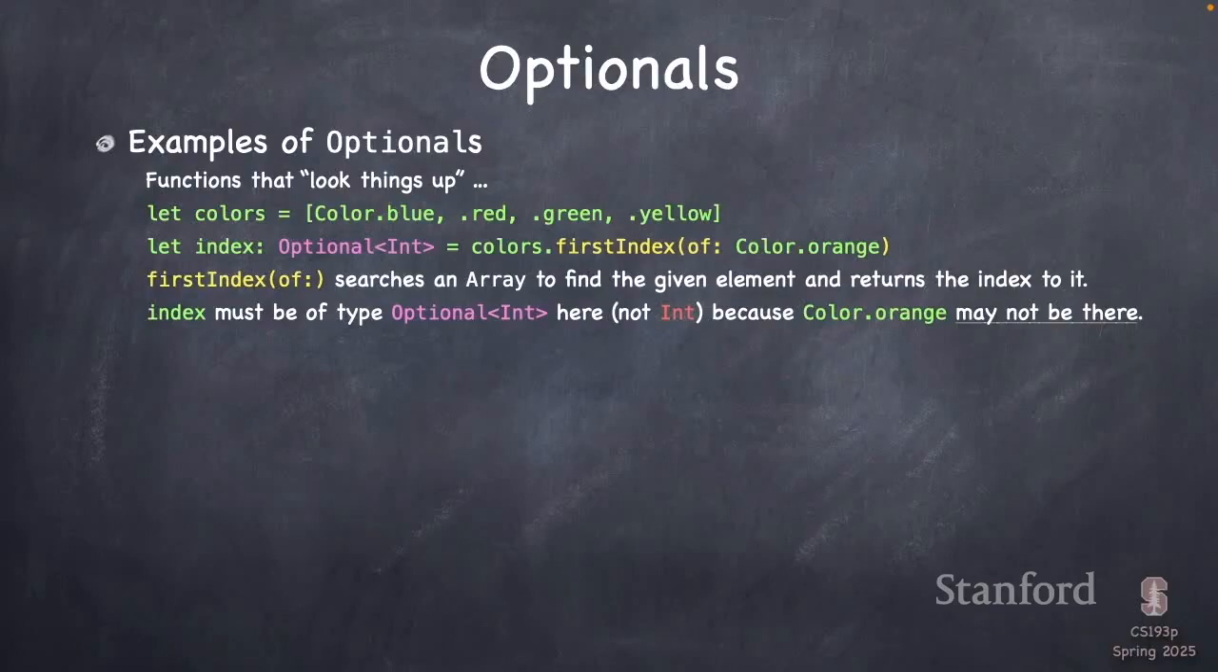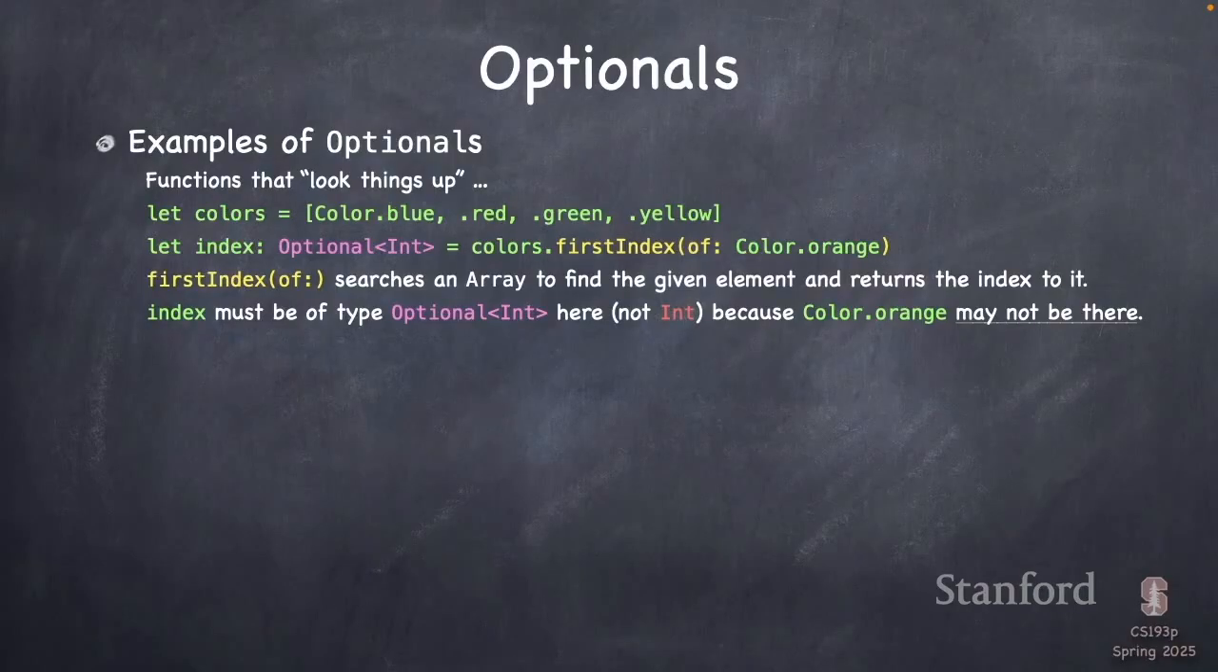Here's a really good one, firstIndex(of:). firstIndex(of:) is a normal function on Array that looks for the thing you pass it and returns the index into the array where that thing is, the first index, because it might be in there multiple times. And of course, it might not be there. Like in this case, colors is an array of colors, blue, red, green, and yellow. And I just said, give me the first index of orange. Well, orange is not in that array, so I have to be able to return that it's not. That's why the type of the return value of firstIndex(of:) is Optional Int.